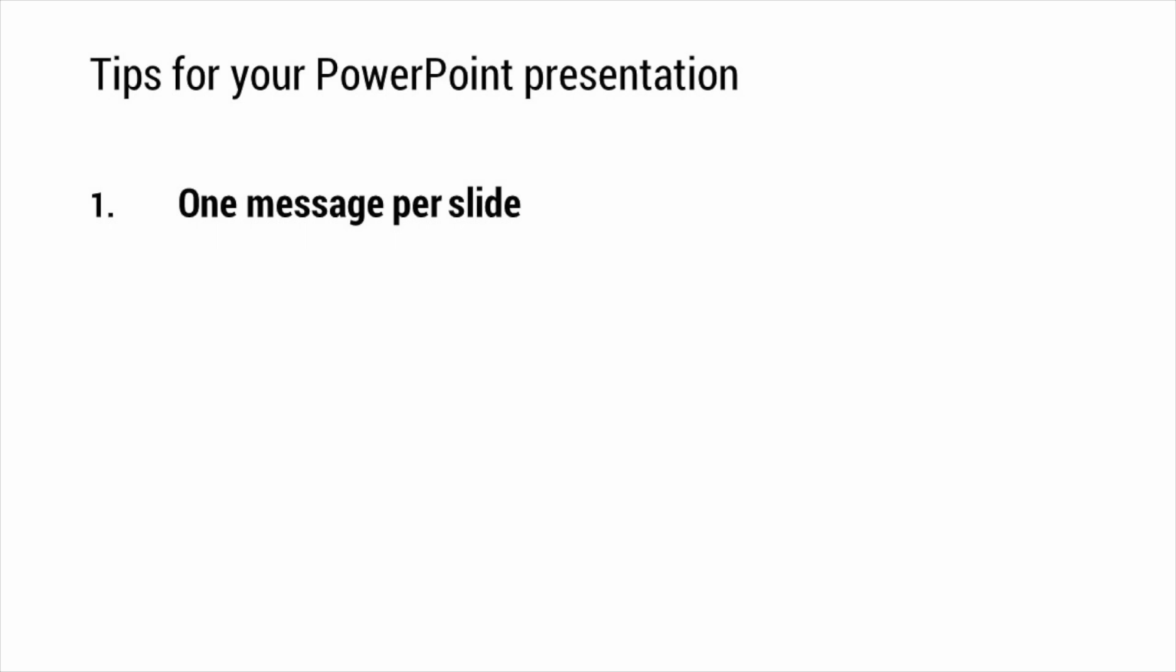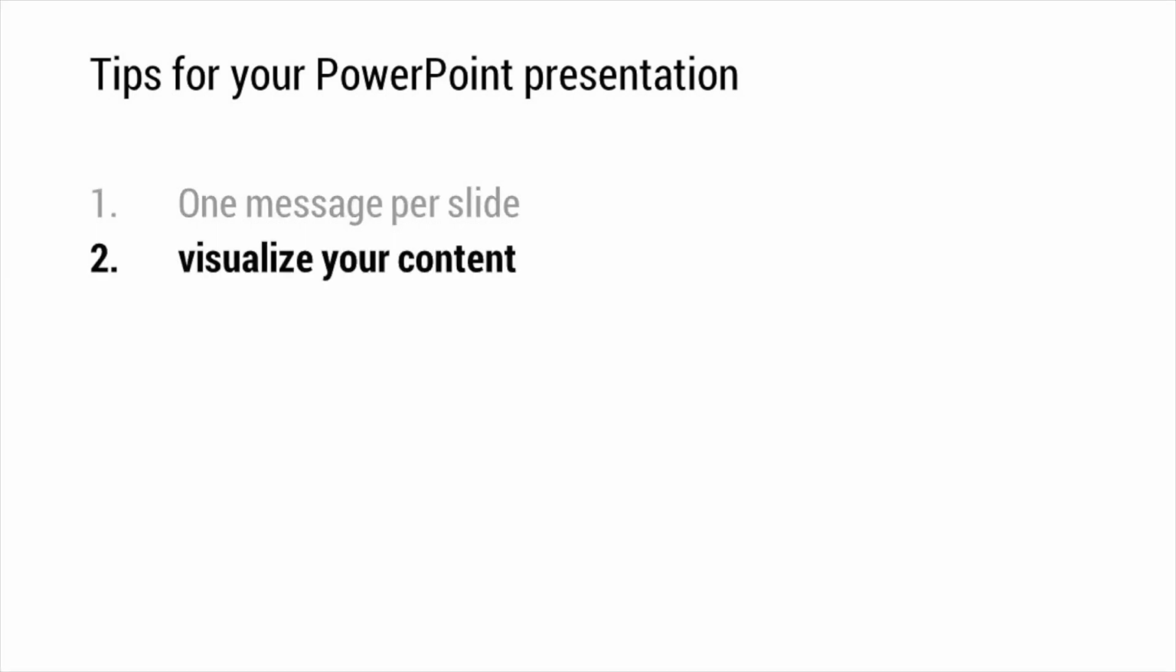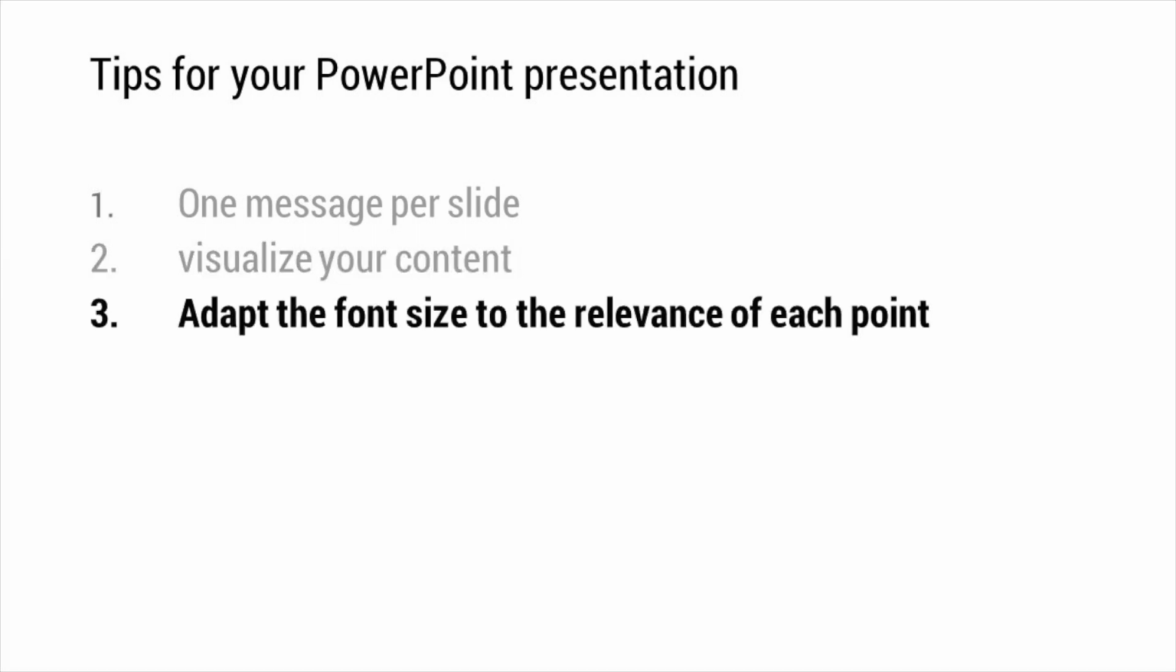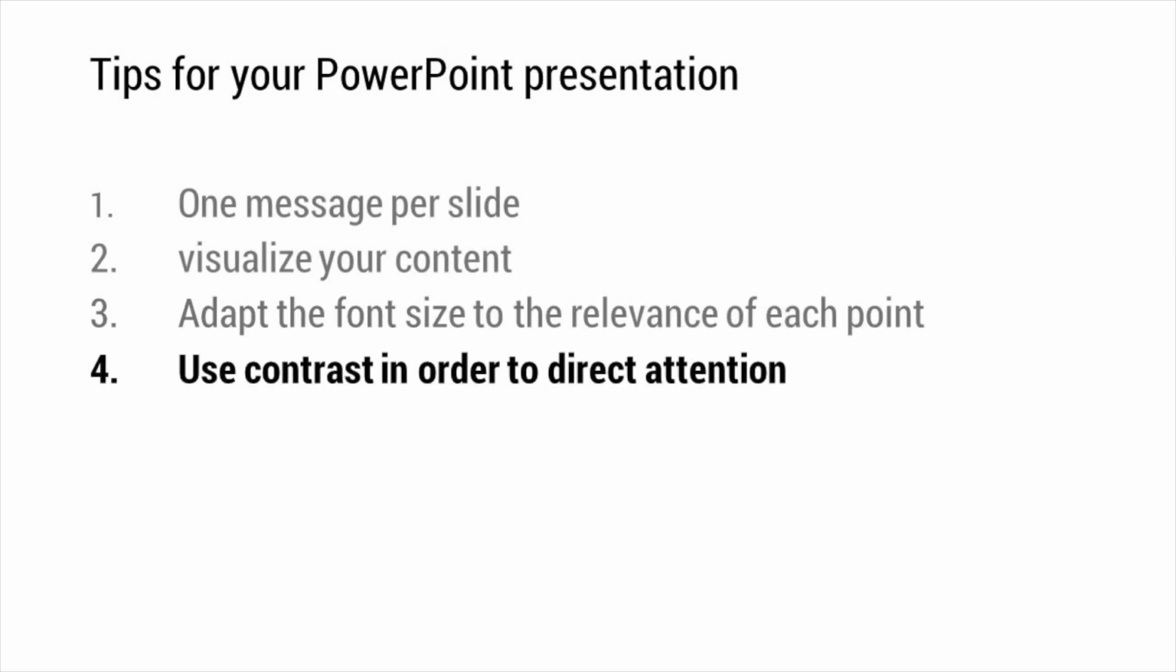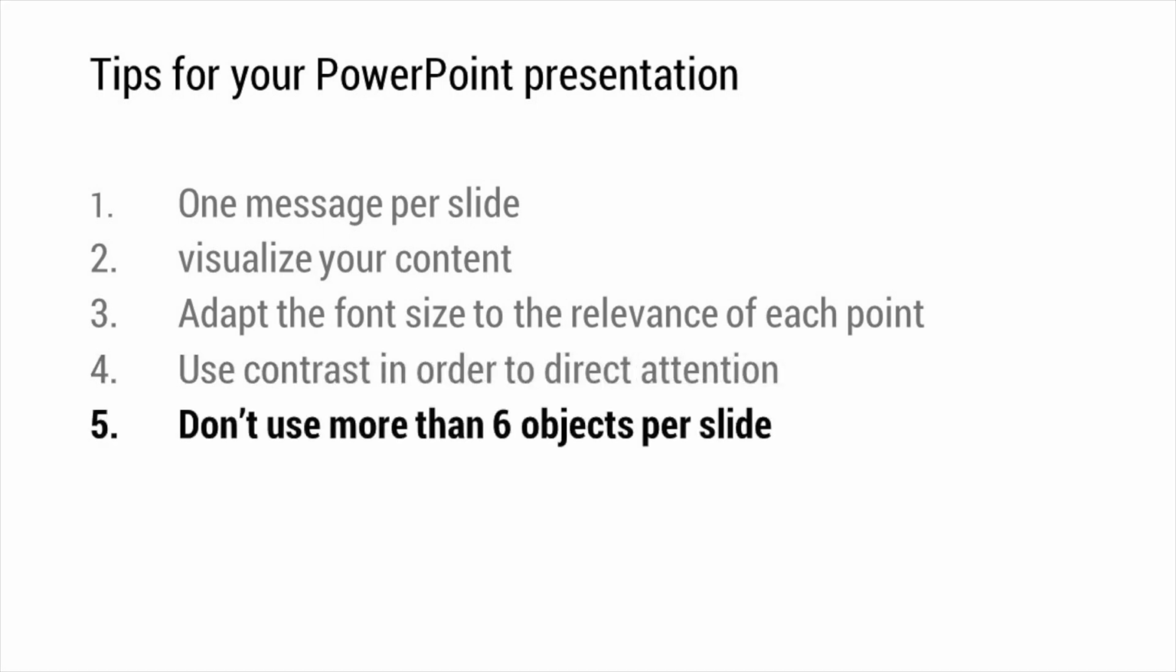Here are 5 tips to improve your PowerPoint presentation. First, one message per slide. Second, visualize your content. Third, adapt the font size to the relevance of each point. Fourth, use contrast in order to direct attention. Fifth, don't use more than 6 objects per slide.